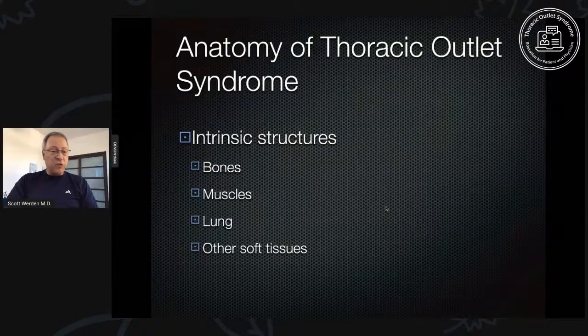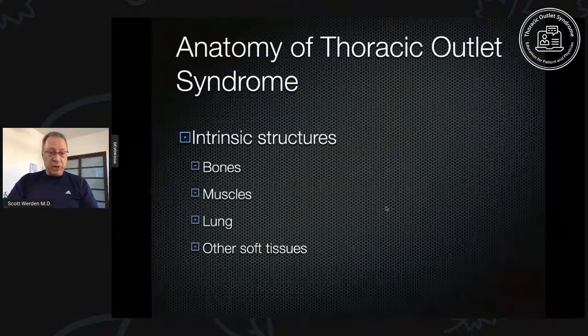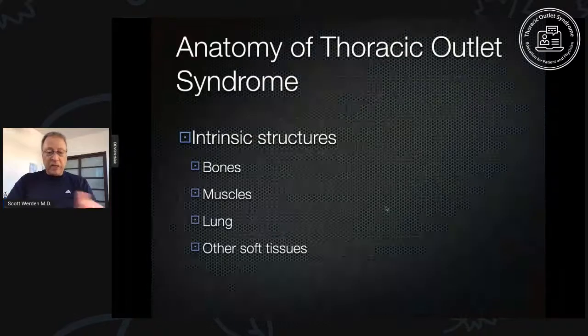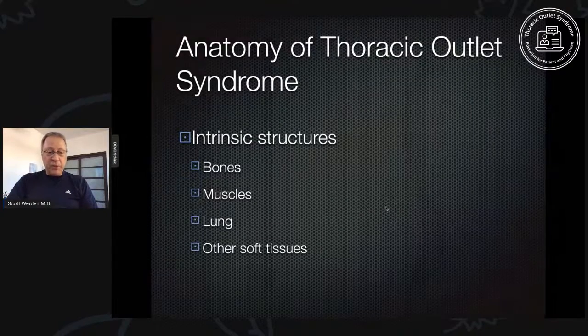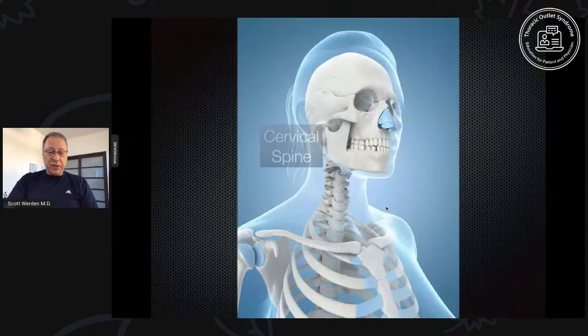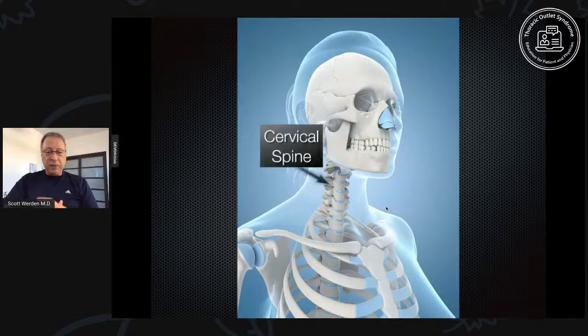All right, intrinsic structures will include the bones, as we just saw, the muscles, the top of the lung, and some other soft tissues. We'll go through these step by step. We're going to start with the spine. Everybody knows what a spine looks like. We're going to focus on the upper part of the spine called the cervical spine. Just means the spine in the neck. And that's what you can see here. The cervical spine is very simple.